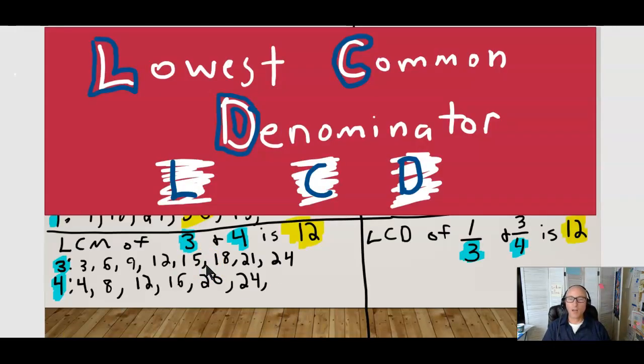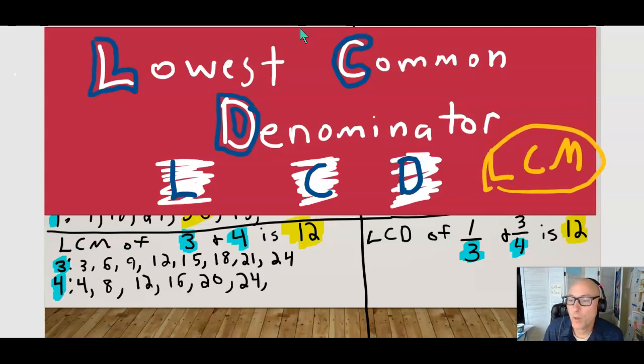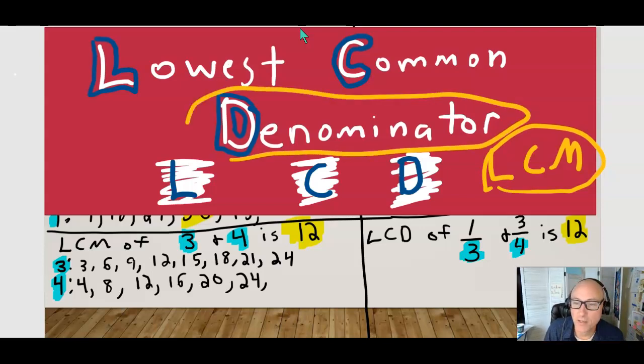Lowest common denominator. What? What happened with multiple? We were doing lowest common multiple. Now you're talking about this denominator stuff, Mr. Hoffman? Whatever happened to lowest common multiple? It's really the same thing, but we're looking for the lowest common multiple in a specific place. We're looking for it in the denominator of a fraction.